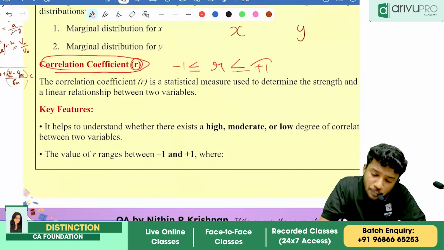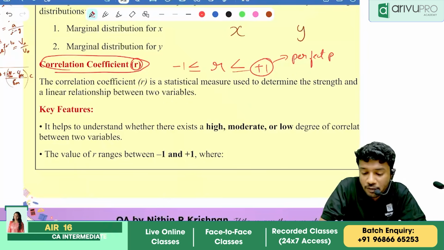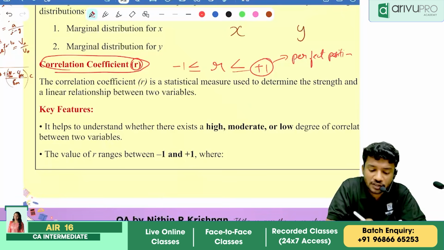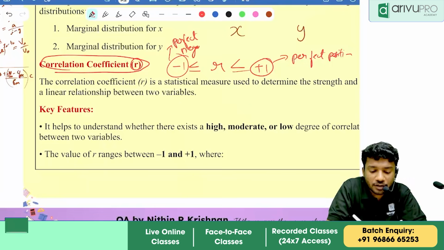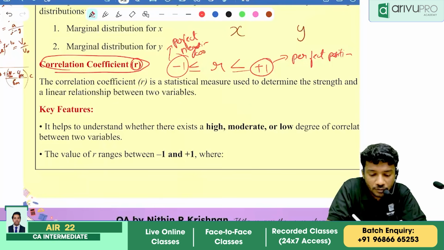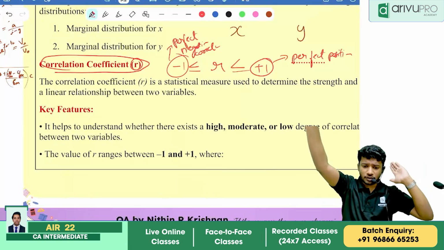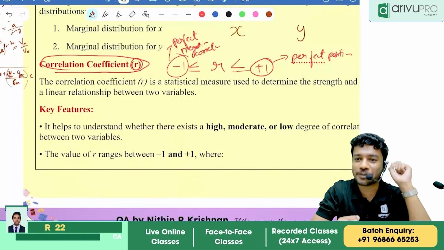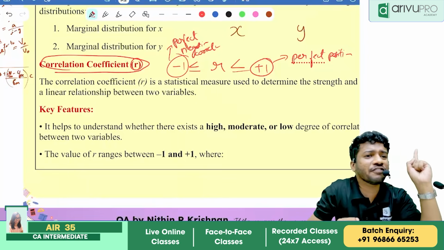People, if it is +1, it is called perfect positive. What is it? Perfect positive. If it is -1, it is called perfect negative correlation. Make a note of it. So what are the things? If it is +1, it is called perfect positive. And if it is -1, it is called perfect negative.